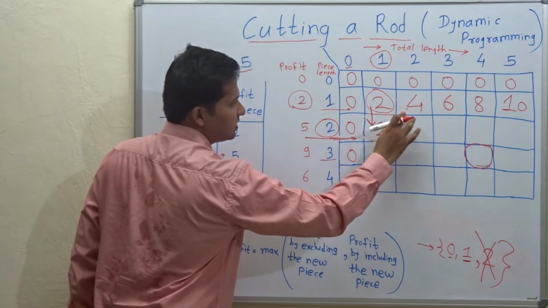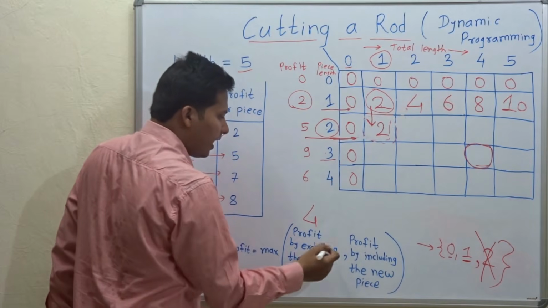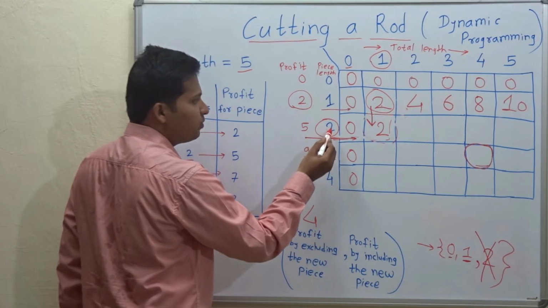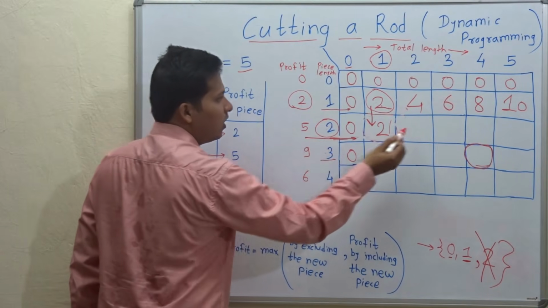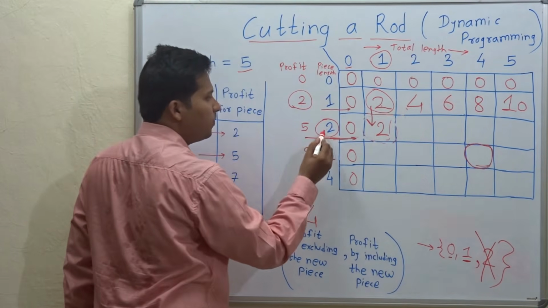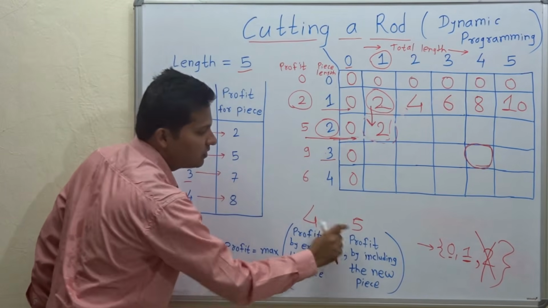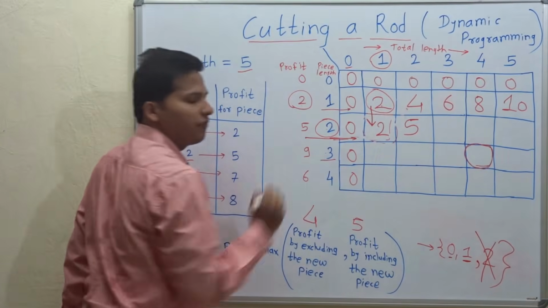Okay. So this is the above cell, and profit by including the new piece. So if you include the new piece, that is of length 2, to make a total length of 2, the profit is 5. What is the max? 5 is the max, so that is the profit.